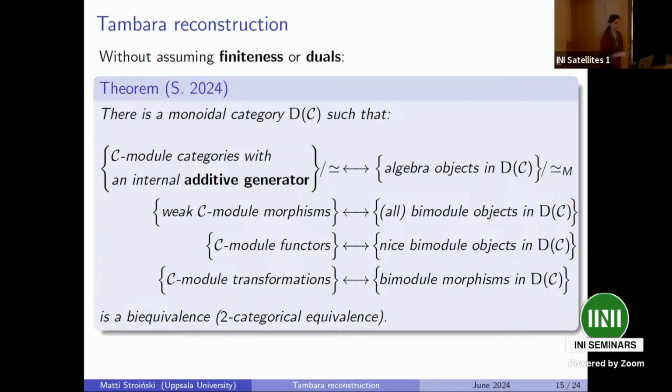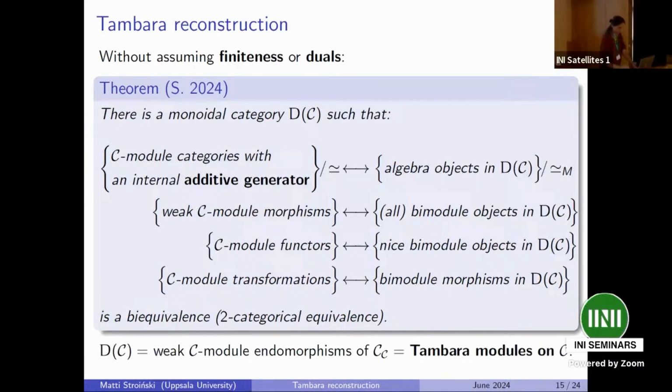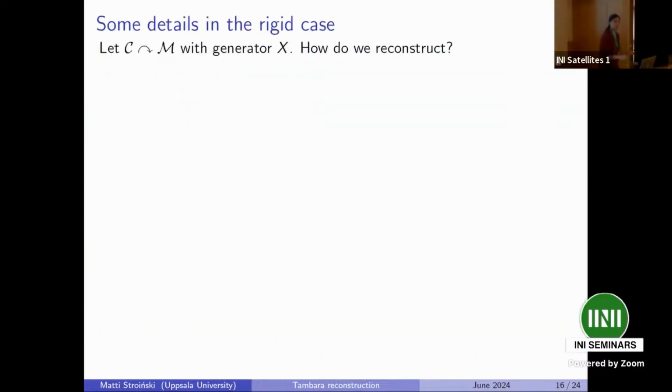It's a two-category equivalence. So okay, the question is, what is D of C, right? So in the setting of this slide, I should say that D of C is the weak C-module endomorphisms of the right regular module. Weak C-module morphisms in the sense of the second line, third and fourth. But those are precisely Tambara modules on C, and that's why Tambara reconstruction. So before I start talking about Tambara modules, let me say a few words about the rigid case.